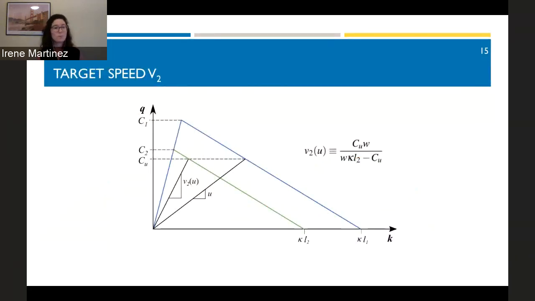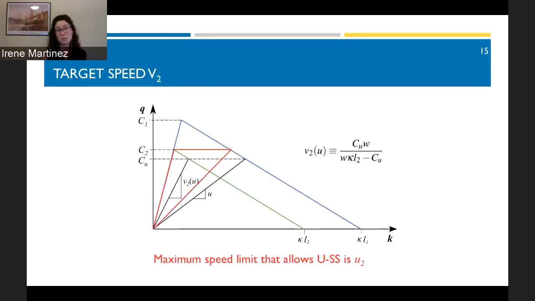So what is V2? It's a great question. It's basically the speed on the congested branch of the downstream fundamental diagram here in green. So if we lower the speed limit, this V2 is lower. When we increase the speed limit, this V2 increases up to the maximum reasonable speed, which is the free flow speed. So basically, for the maximum reasonable speed limit U2, we have a target speed of the free flow speed.